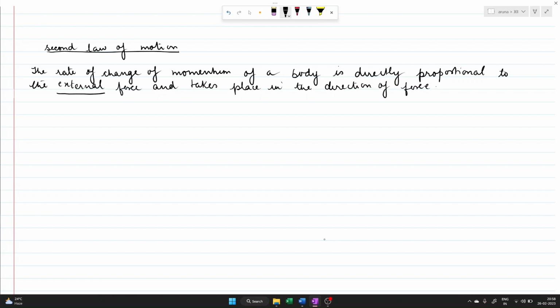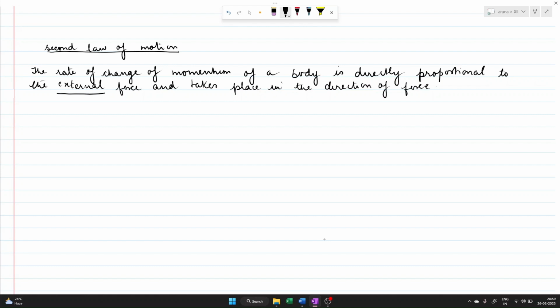Now you may get confused thinking, why do we write external over here? It's very important because when we are talking about the change of momentum of a body, you have to apply a force outside the body, not from inside. The best example of this is to think about yourself sitting in a bus. If you're sitting in the bus and you're trying to push the bus from inside, you'll never be able to make it move. But if you all come outside the bus and push, the bus starts moving.